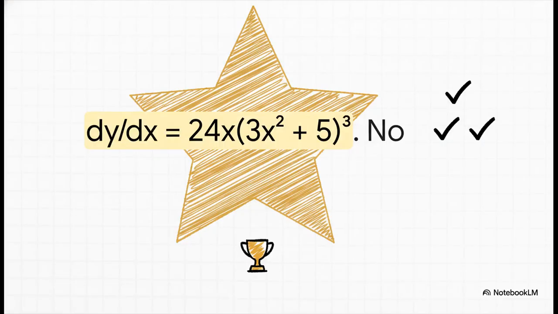All we have to do now is a little cleanup. We take the 4 from the front and multiply it by the 6x at the end, which gives us 24x. And boom, that's our final answer. By just following the flowchart step by step, we got there perfectly.